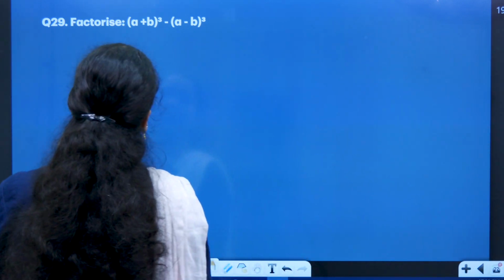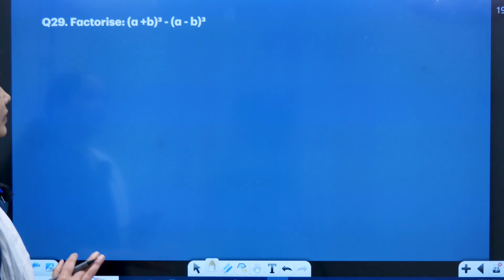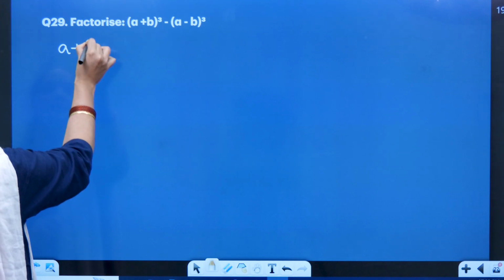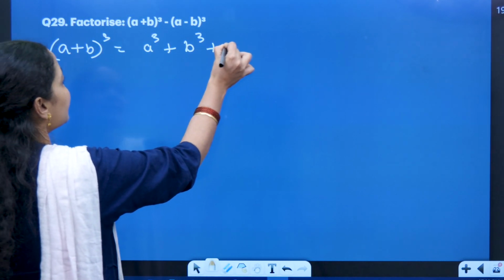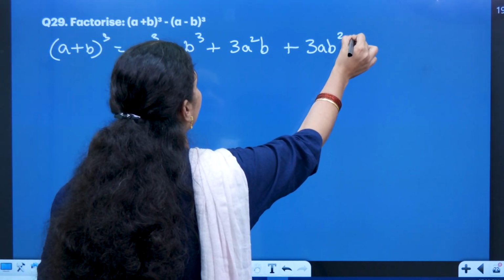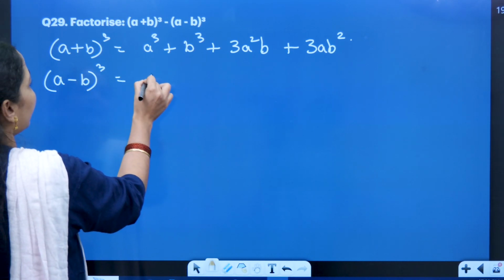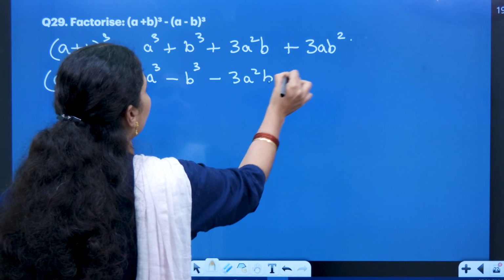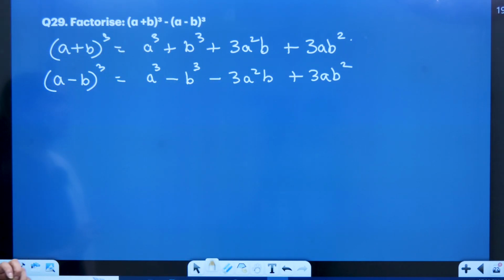They are asking us to factorize (a plus b) whole cube minus (a minus b) whole cube. For this I should know the identities. (a plus b) whole cube in full form is a cube plus b cube plus 3a square b plus 3ab square. Similarly, (a minus b) whole cube will be a cube minus b cube minus 3a square b plus 3ab square. I have two negative terms in my (a minus b) whole cube.